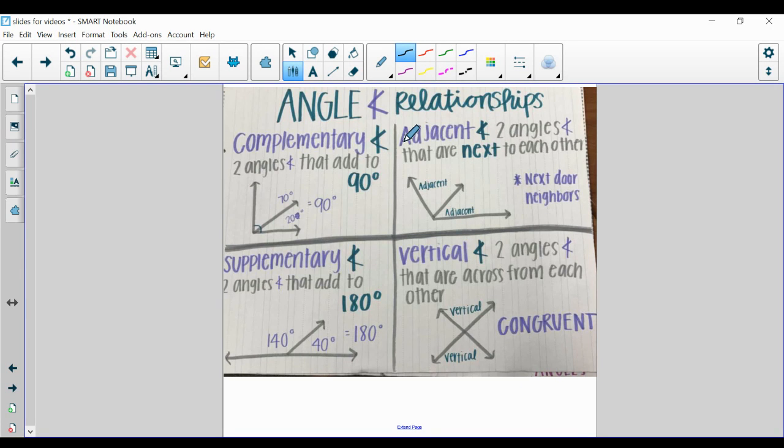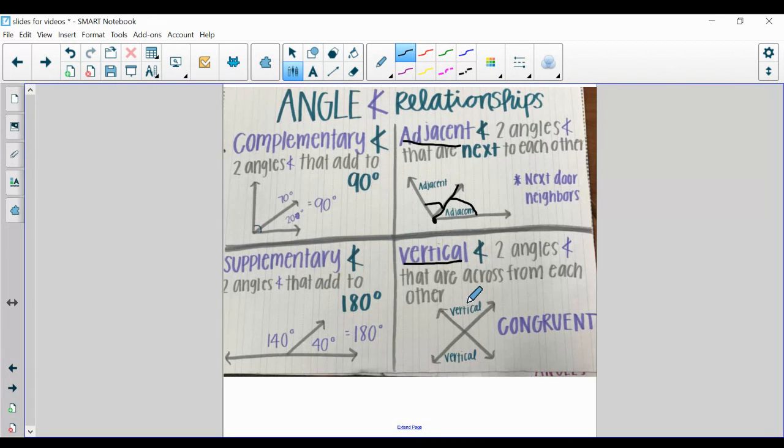So adjacent angles were the ones that were going to be next to each other. You'll have to bear with me because I'm drawing on my computer screen since I don't have my smartboard with me at home. So it's going to be a little sloppy looking, but you can see that these two angles share a common ray, a line in the middle, and they share a common vertex, and they're right next to each other, so they are adjacent. They're next door neighbors.